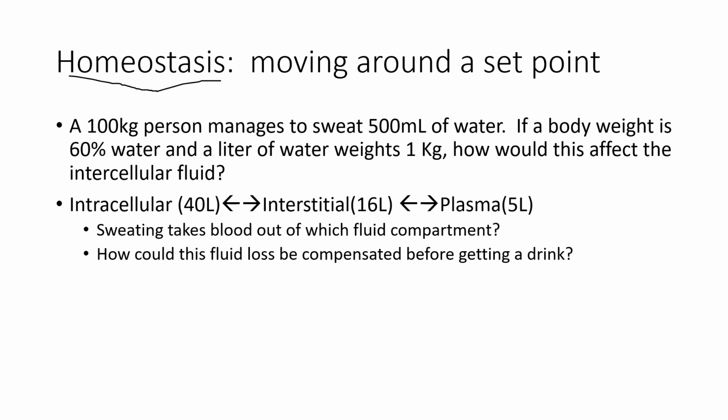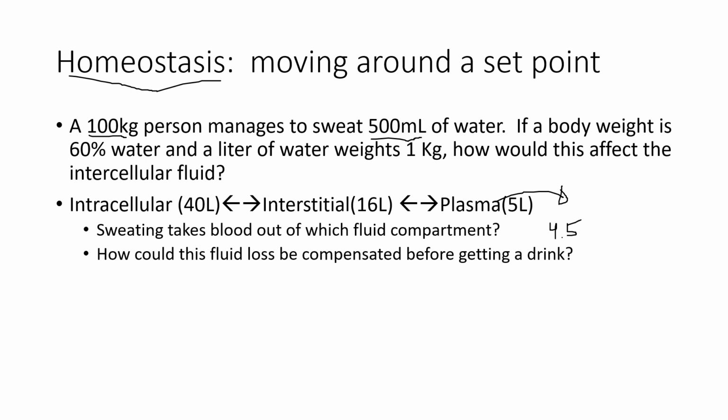Now if you think of a 100 kilogram person who manages to sweat out 500 milliliters of water, if the body weight is 60% water and a liter of water weighs 1 kilogram, we can actually see how half a kilogram, or half a liter of water, will come out of the plasma. And so the amount of fluid you would have here would now be roughly 4.5 liters.